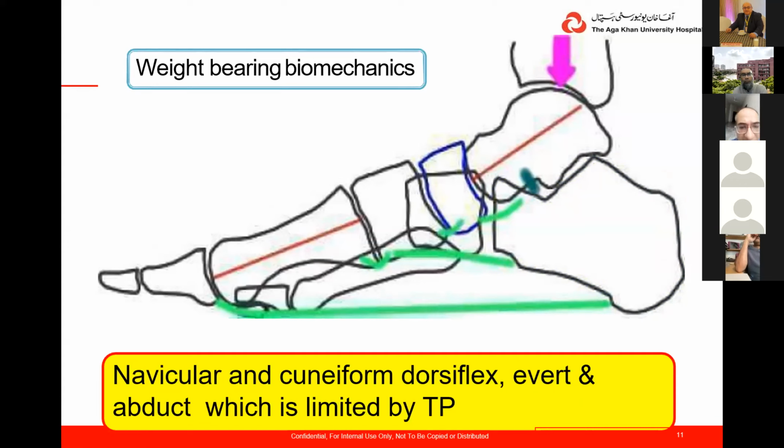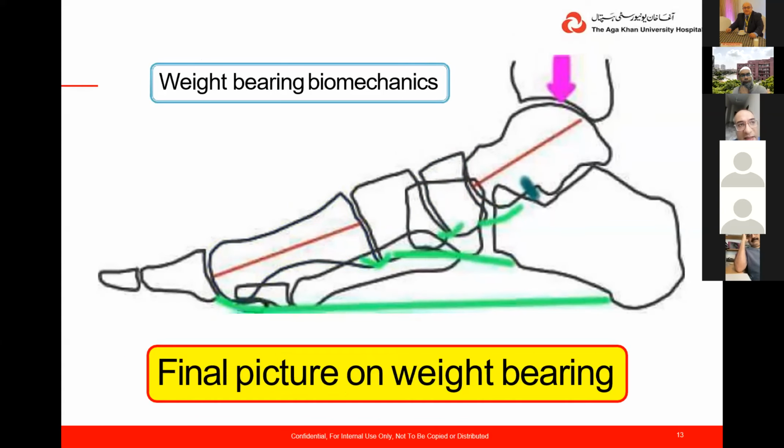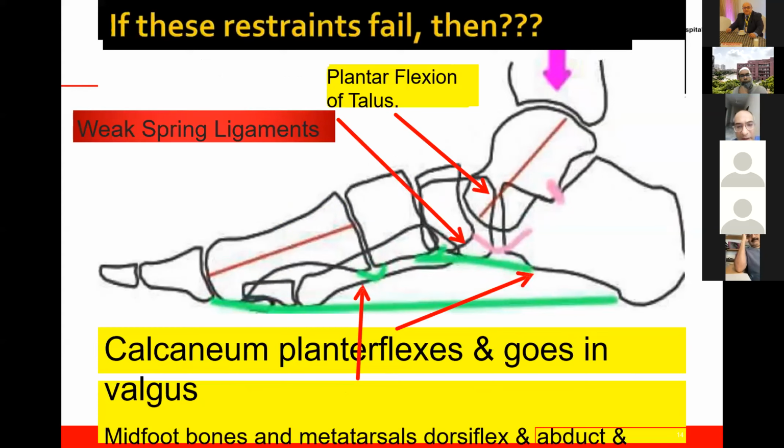Yeah, and the navicular and cuneiform also dorsiflex, evert and abduct, and that is limited by the normal tibialis posterior. Next, please. And the metatarsals also dorsiflex and abduct, this is all normal. And this is the final picture on a weight bearing view when all the restraints are working normally. And this is what happens when one of those fails.